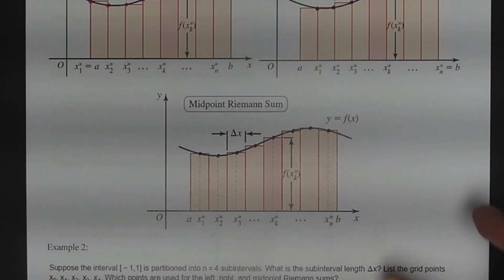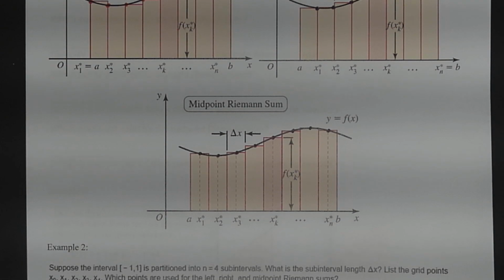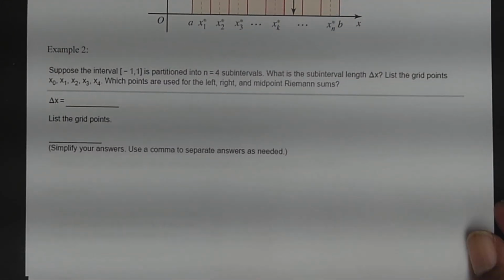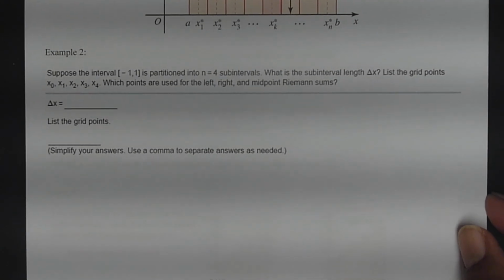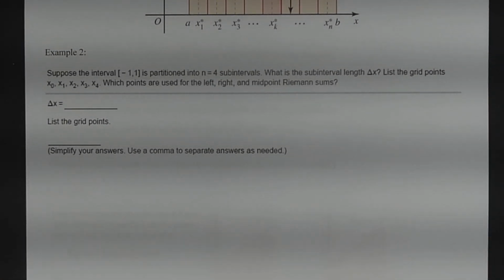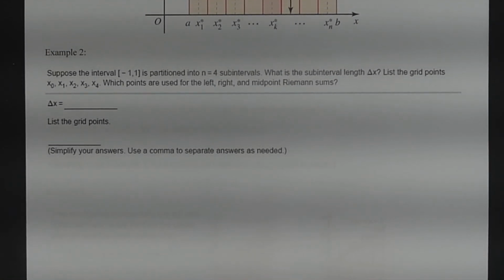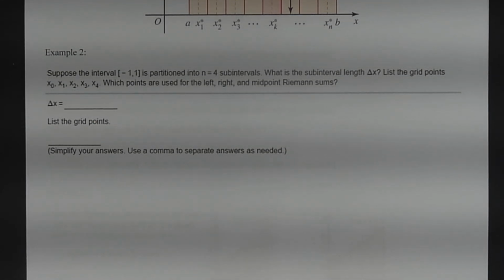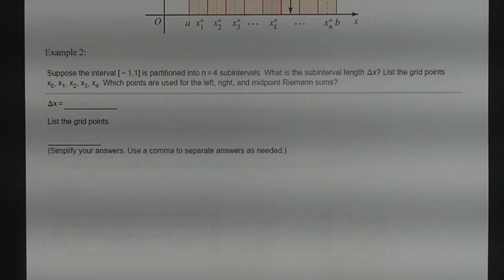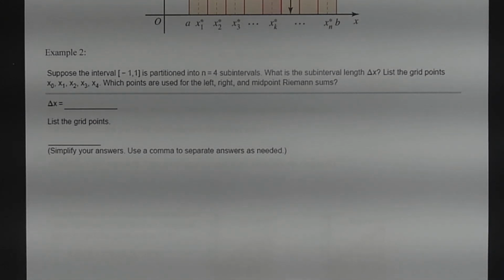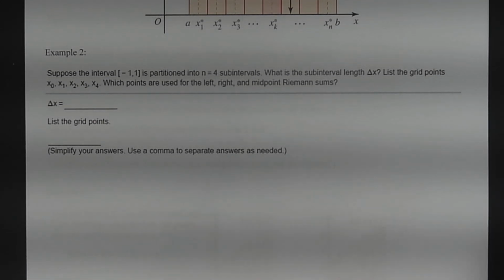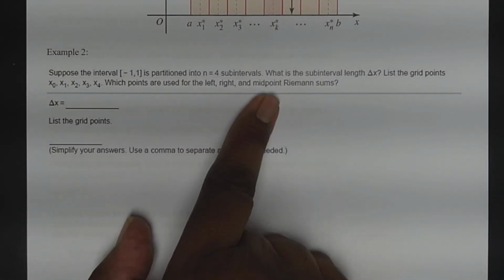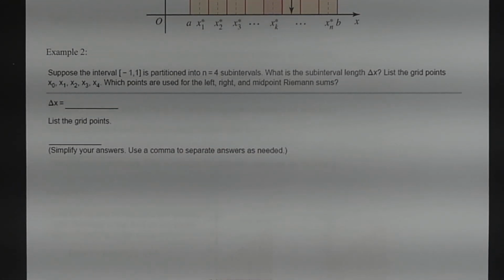Okay, now if we look at example 2, let's suppose the interval from -1 to 1 is partitioned into n is equal to 4 sub-intervals. What is the sub-interval length, or delta x? And then list the grid points x0, x1, x2, x3, and x4. And then we're going to identify which points are used for the left, right, and midpoint Riemann sums.